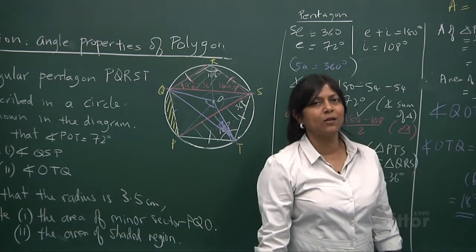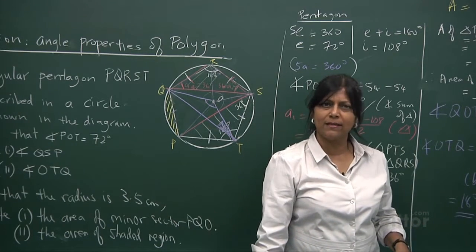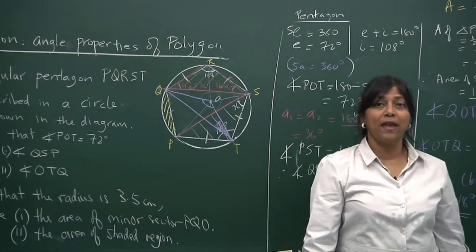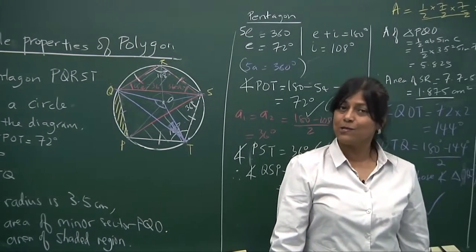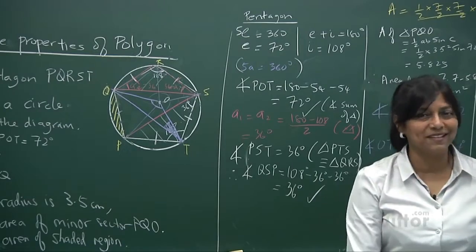When you see a circle with triangles inscribed, drawn inside it, do not get frightened. You're going to see a lot of isosceles triangles there, and it will help you a lot in solving sums using the base angle of isosceles triangle property.